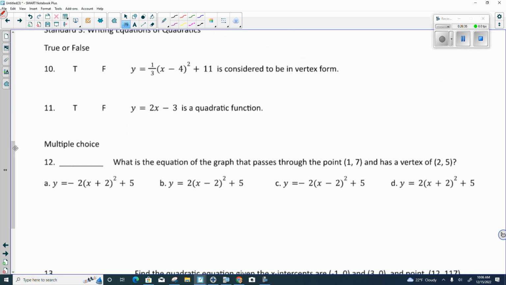All right, is it considered vertex form? Yes. Is this a quadratic function? What does it take to be quadratic instead of linear? Your x needs to be to the power of 2. So this one is linear because the x is not to the power of 2, so it's not a quadratic function. Quadratic functions will have x to the power of 2, or if I FOIL this, it will create x to the power of 2.